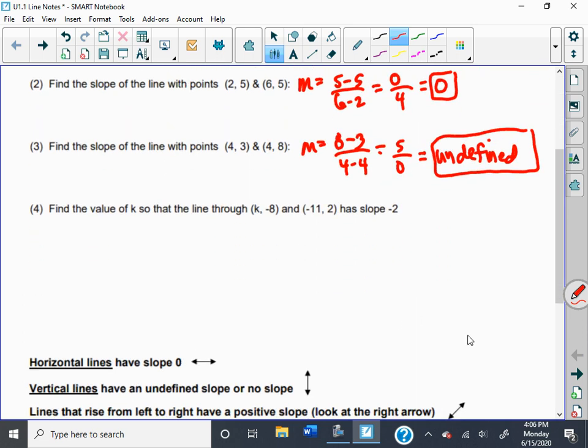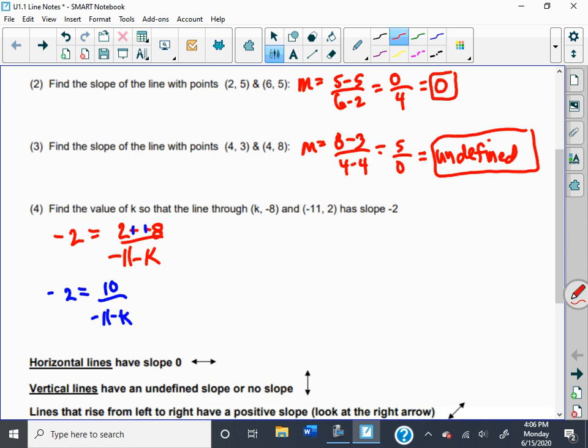All right, number 4, find the value of k so that the line goes through those 2 points and has a slope of negative 2. So now we're going to take that slope, negative 2, and put it in for m. Okay, so we just replace the slope, negative 2, and then we do the exact same thing using our slope formula. So positive 2 minus negative 8 over negative 11, and then we're going to subtract k. Now, 2 minus negative 8, we could simplify that double negative. All right, so now we have negative 2 equals 10 over negative 11 minus k.